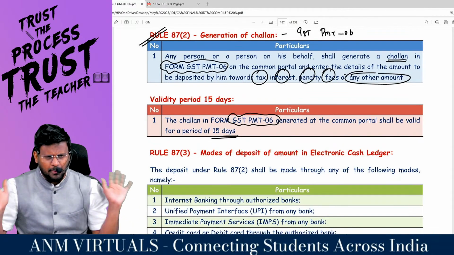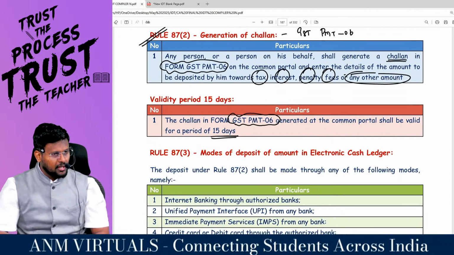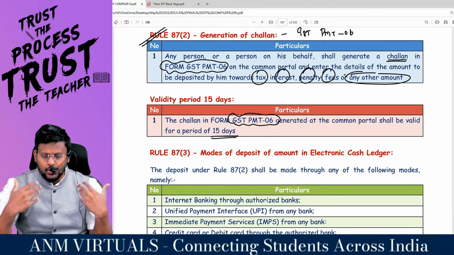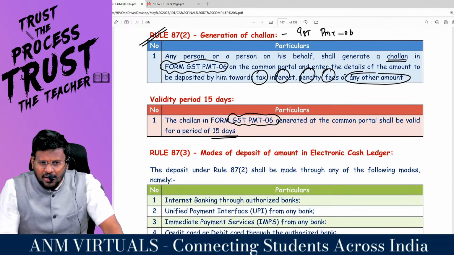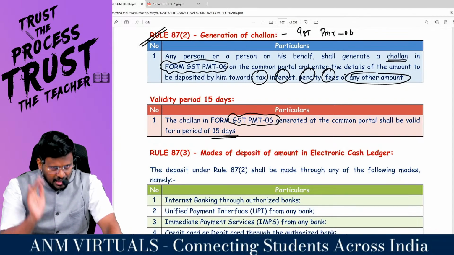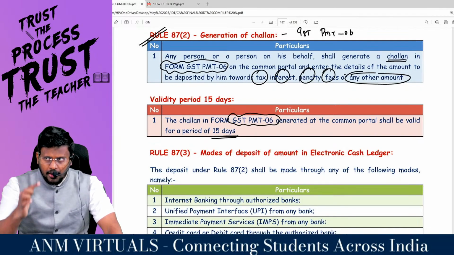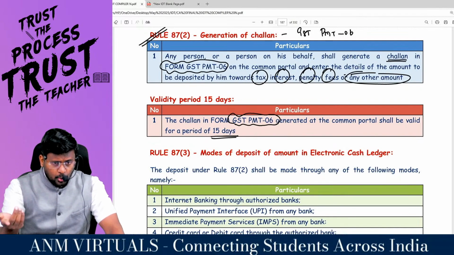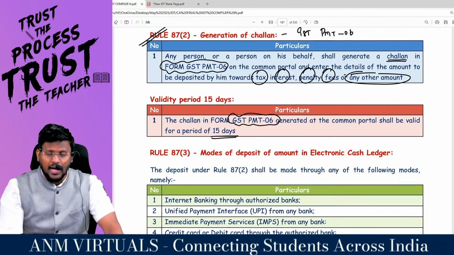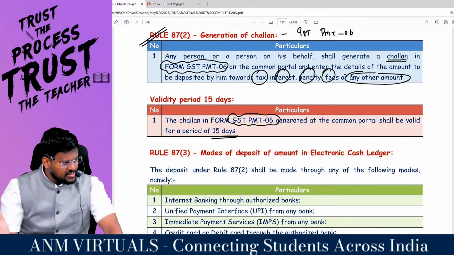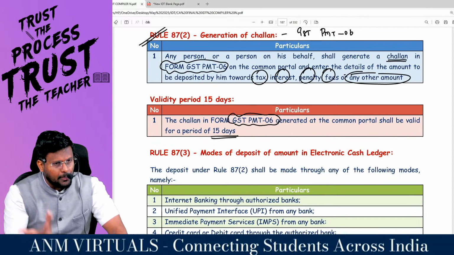Generally, practically, we will pay immediately. Practically, I am saying, for example, if I wish to pay any amount in the electronic cash ledger, I will generate a challan now itself and make the payment itself. But if I am intending to make the payment tomorrow, today itself I can generate the challan. And that challan will be valid for how many days? Within 15 days, you can use the challan and you can make the payment.